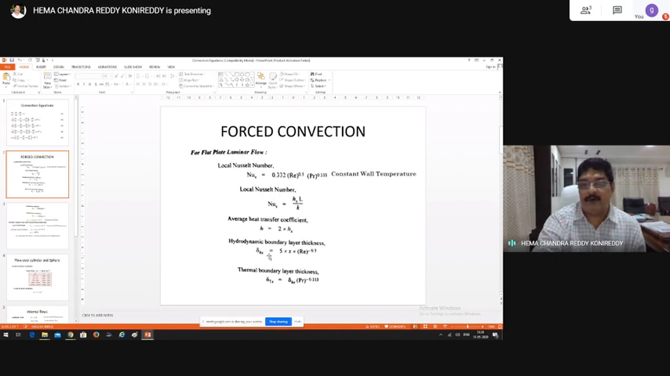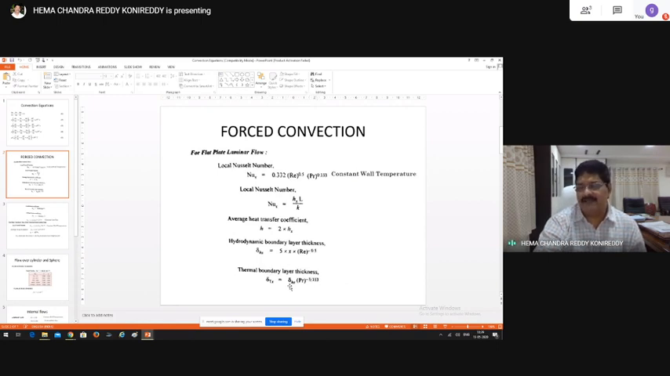And for the hydrodynamic boundary layer, the Blasius solution is 5x divided by Re_x power 0.5, and the exact solution is 4.9 something divided by Re_x. Most of the data books carry this value of hydrodynamic boundary layer thickness, 5x divided by the square root of Re_x.